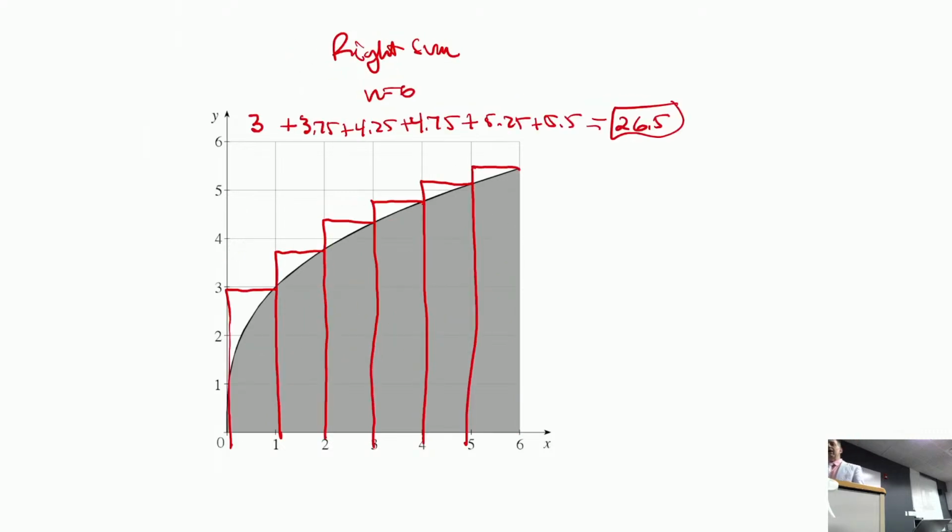And I should say that it's not always the case that the right sums are an overestimate and the left sums are an underestimate. Just so you know, it can go either way. It just depends on the way the curve is. In fact, we'll see at least one. Actually, the first one on this page, you'll see is going to be the opposite way. Okay, so next, what are we doing here?